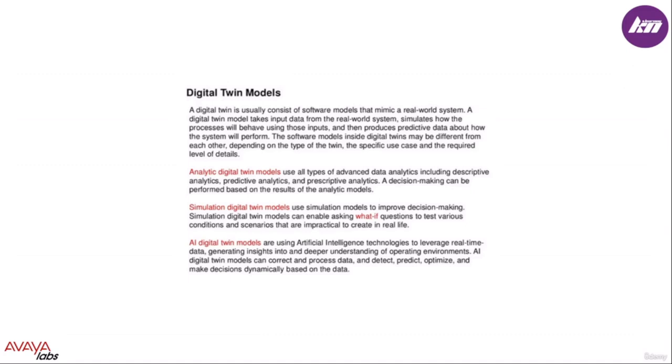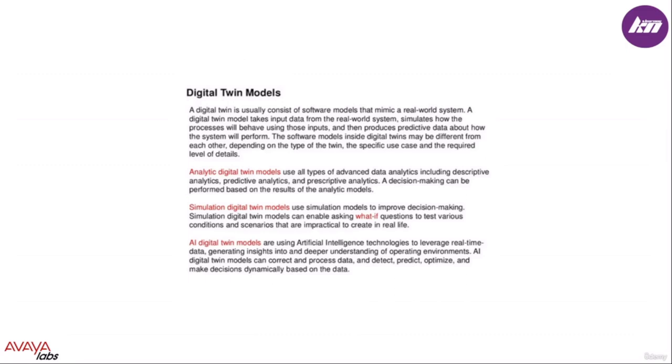Now, the artificial intelligence digital twin models use artificial intelligence technologies to leverage real-time data, generating insights into a deeper understanding of operating environments. AI digital twin models can collect and process data, detect, predict, analyze, optimize, and make decisions dynamically based on the data. So again, this really connects to artificial intelligence and machine learning. If I have an AI digital twin model, and I'm applying that model to a product, a person, or an enterprise, I'm already applying AI, and this could go deeper with machine learning to say, hey, thanks to the data we gathered over the past 5 years, we could predict that with this digital twin model, this is going to happen like this or like that.